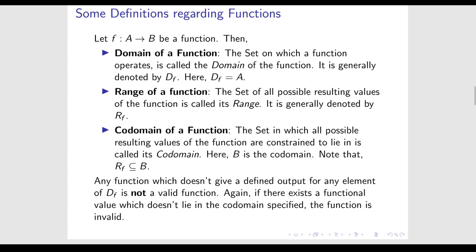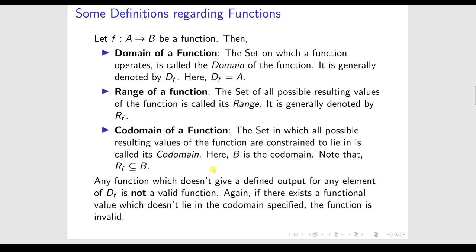The range of a function is the set of all possible resulting values of the function. It is generally denoted by R subscript f. The codomain of a function, the set in which all possible resulting values of the function are constrained to lie, is called its codomain. In our f, B is the codomain. Note that the way we have defined range and codomain, the range of f is always a subset of B, that is our codomain.